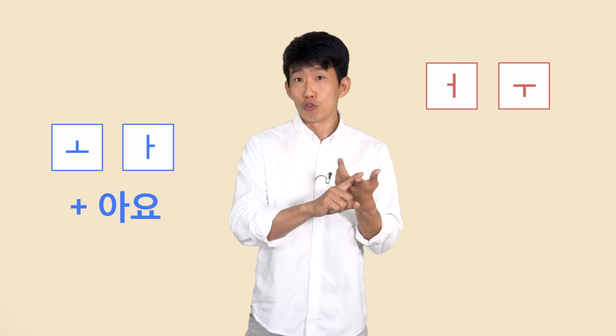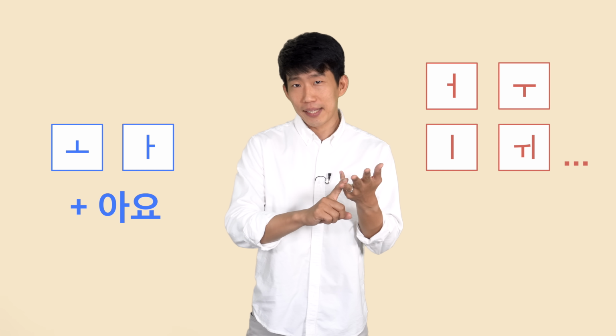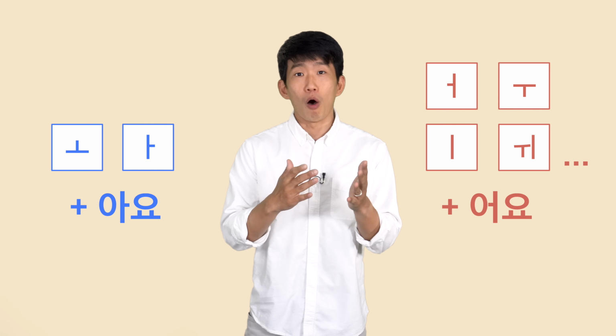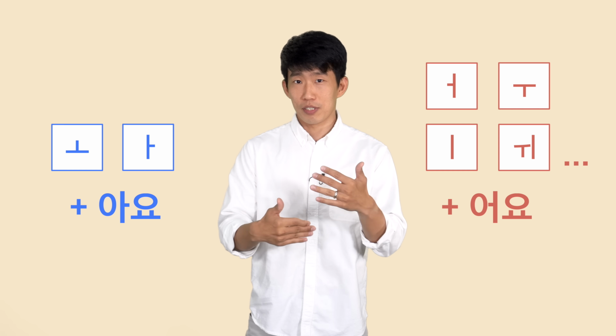I hope you are following me so far. 오 and 아 are followed by 아요. Other vowels are followed by 어요 for easier pronunciation. Okay? And we have just one more rule to introduce, and this is actually an exception.